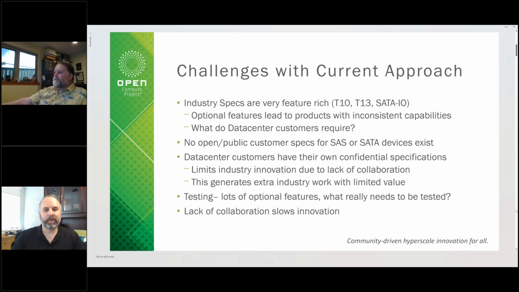We all have our own confidential specifications that we share with suppliers. Of course, this limits industry innovation because you can't really collaborate in the industry when these are confidential specifications. And this winds up generating a ton of extra industry work with very limited value at the end of the day. And then when it comes to testing, you have all these optional features in the industry specs. But again, if you don't know what is really required by a customer, you have to create this big superset test. You don't really know what needs to be tested. So you maybe have a very bloated test suite. Makes it very challenging to have a good focused test suite. So all this lack of collaboration really winds up slowing innovation. So Lee, next slide.